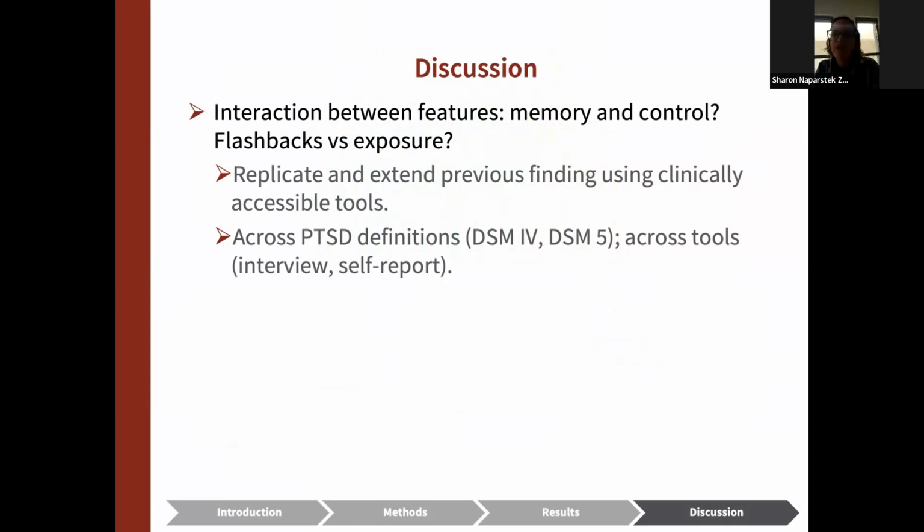These findings replicate and extend the previous findings, but this time using clinically accessible tools, the EEG and the computerized test. And I didn't show this here, but we find this pattern across many measures, so different ways of addressing or studying PTSD, by DSM-4, by DSM measures.